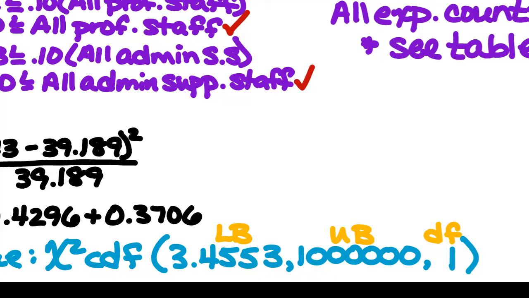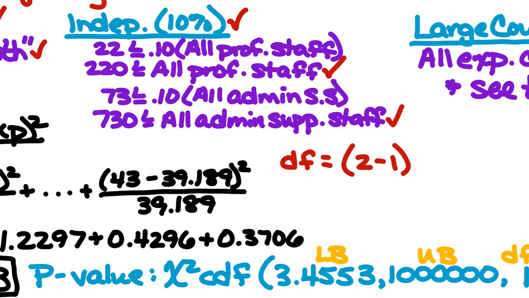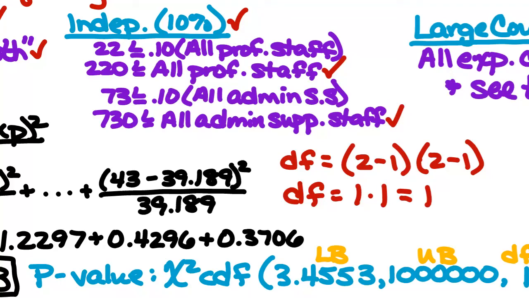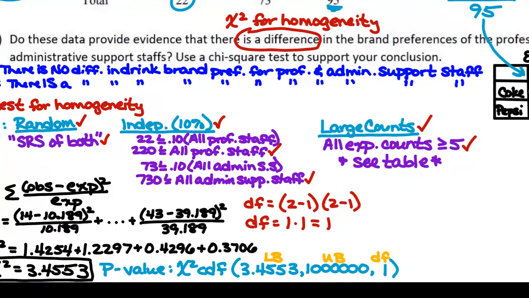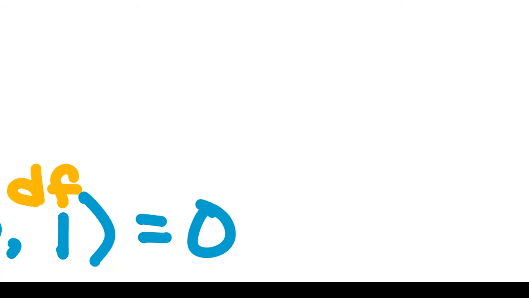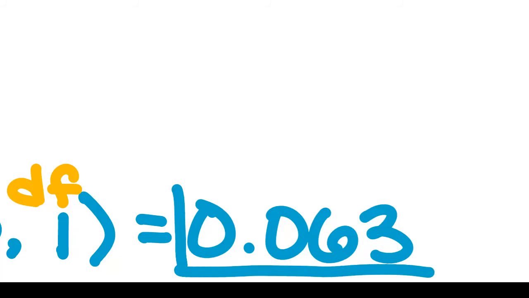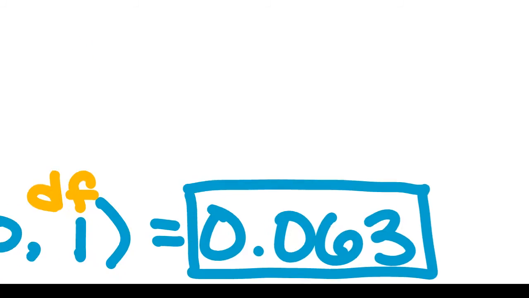For my degrees of freedom, we do number of rows, which was 2 minus 1, times number of columns, which was 2 minus 1. So I have 1 times 1. That's why we have 1 degree of freedom. What kind of a p-value do we get? 0.06305. You can go on if you want. This is enough right here for me to tell whether we're going to reject or fail to reject.